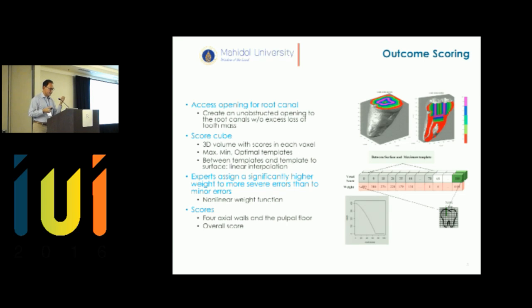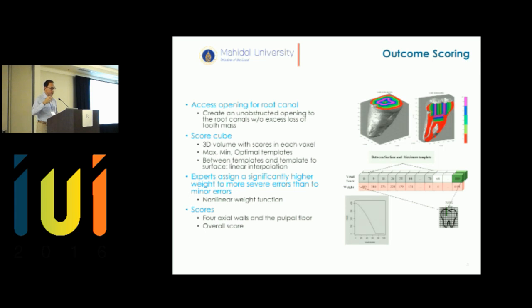assigning significantly higher weight to larger errors than to small errors. So for example, a tooth surface that has a lot of small errors would be scored a lot higher than a tooth surface that has one very major error on it. Okay, so you have to have a kind of a nonlinear scoring function.